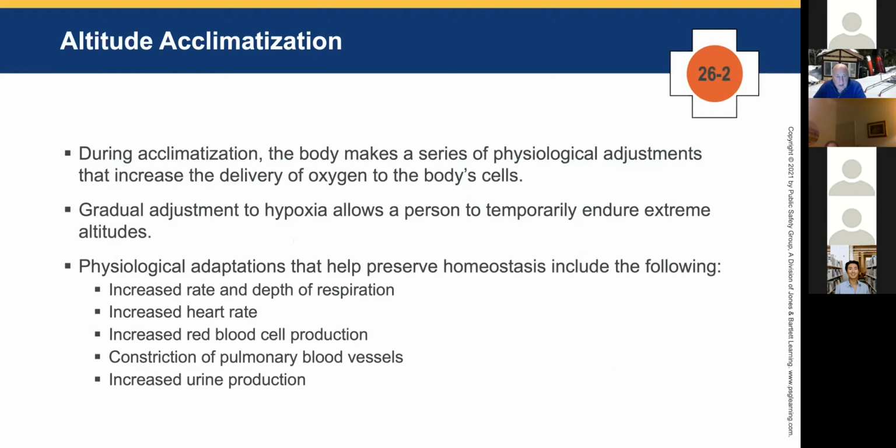During acclimatization, the body makes a series of physiological adjustments that increase the delivery of oxygen to the body's cells. Gradual adjustment to hypoxia allows a person to temporarily endure extreme altitudes. Physiological adaptations that help preserve homeostasis include the following: increased rate and depth of respiration, increased heart rate, increased red blood production, constriction of pulmonary blood vessels, and increased urine production.